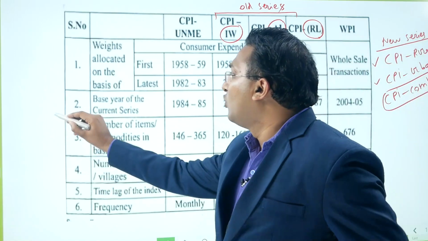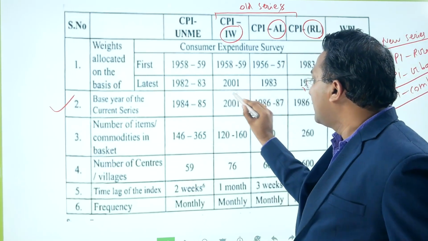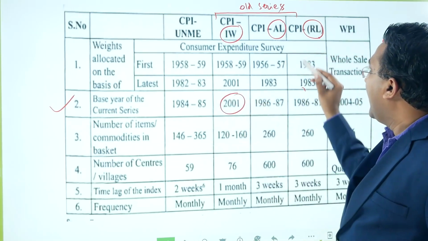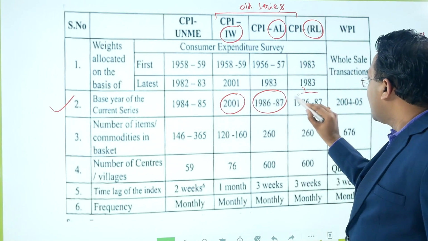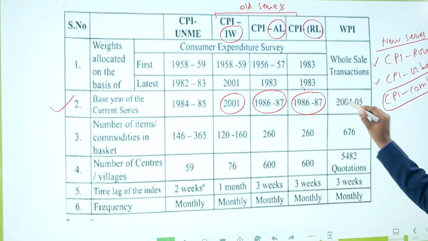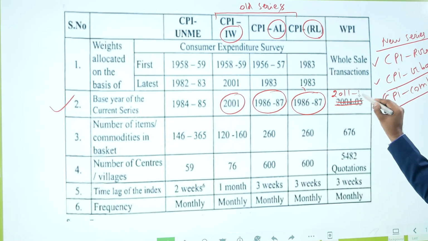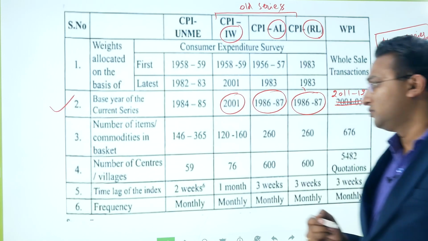First of all, what is the base year? The base year for industrial worker is 2001, for agricultural laborer is 1986-87, and for rural laborer is 1986-87. For WPI, we have already seen the base year is 2011-12. And for the new series CPI, the base year is 2012. So this is one thing that you should know.